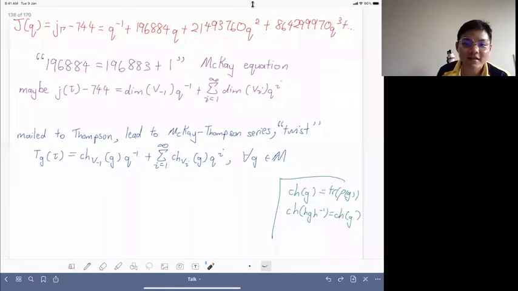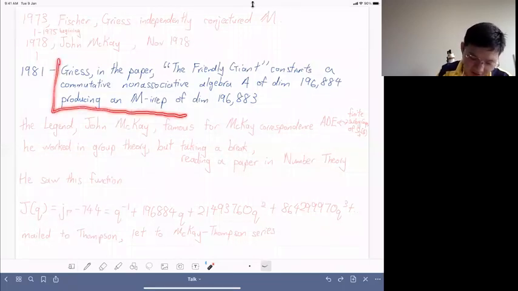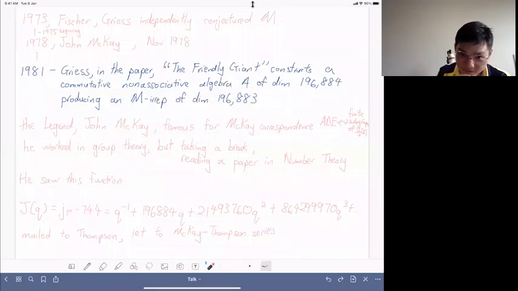So what happened next? In 1981, Griess conjectured first, and then he actually found this 196,883-dimensional irreducible representation for the monster. In the paper, he called the monster the friendly giant, but no one used it, so we still stick with monster. Next we will go to the J function.